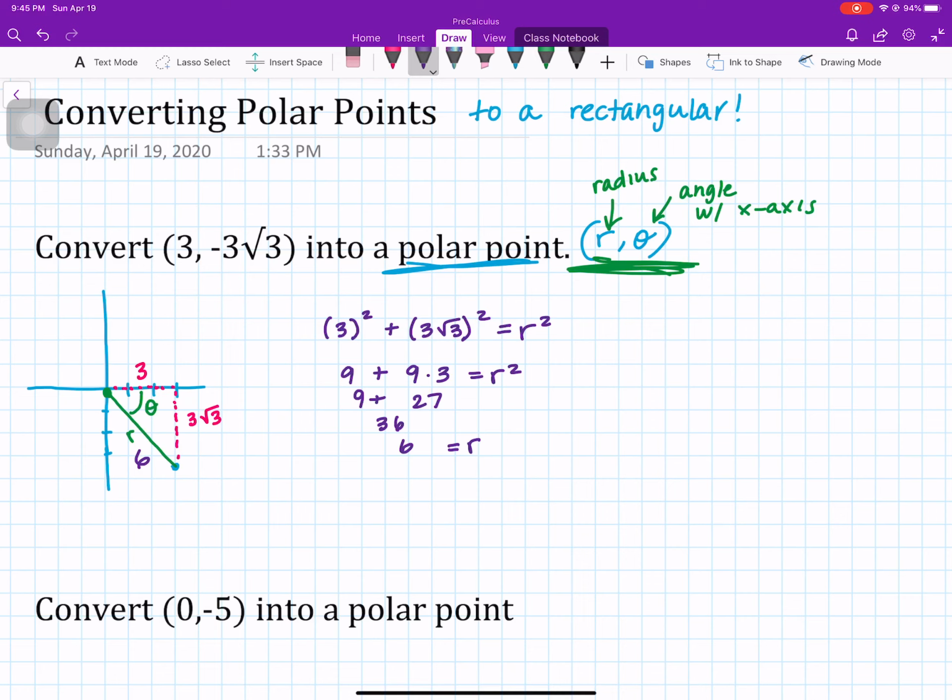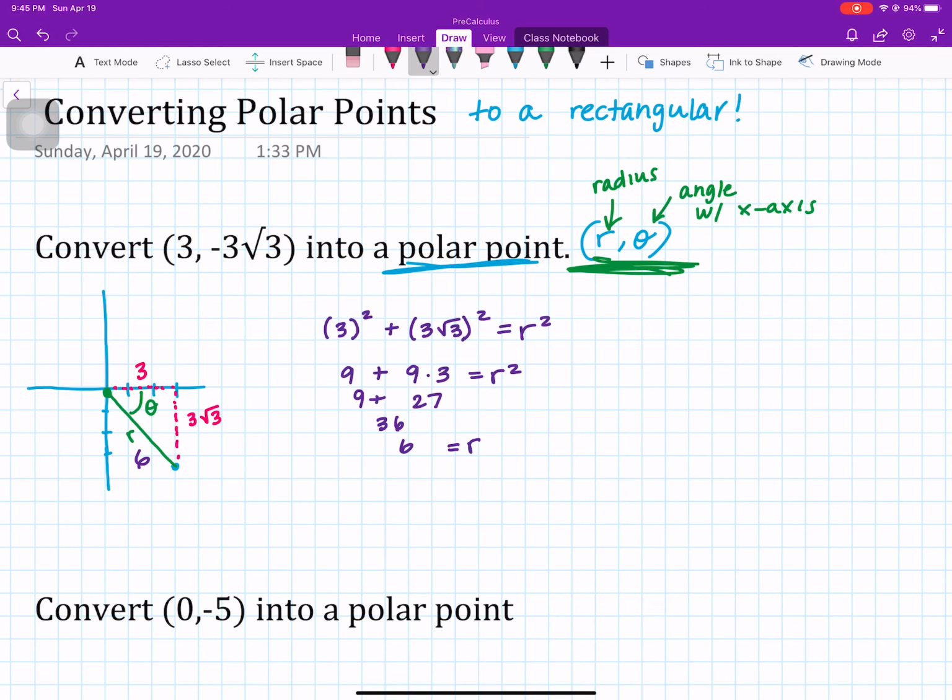Now, yes, technically, when you square root both sides, you should include plus or minus. And remember, you can express this radius in a positive form or a negative form. It just depends on how you like to do things. But for my purposes right now, I'm going to keep it positive. So that gives me my r.